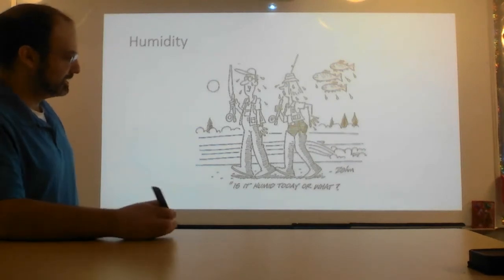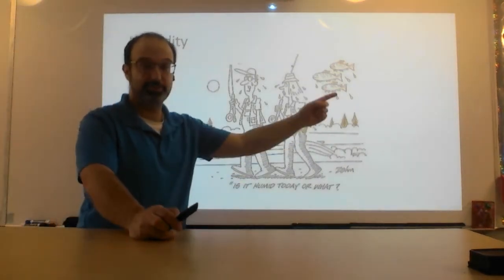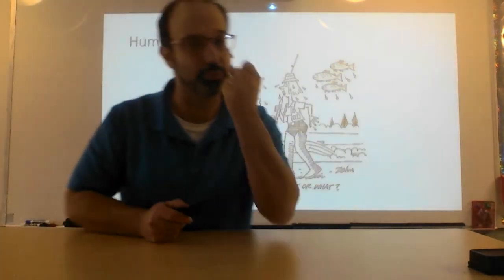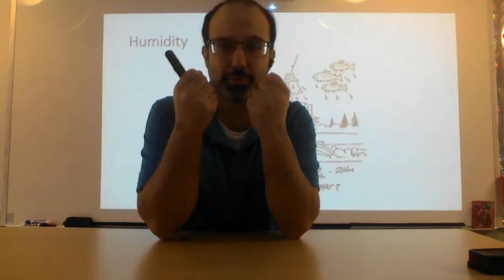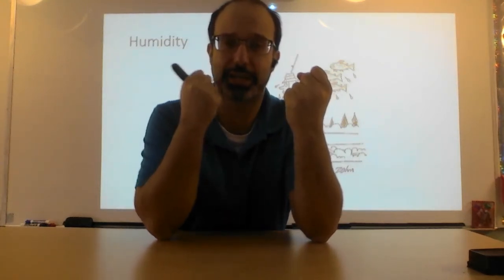Humidity. Is it humid today or what? There are fish floating in the air. Why? Because there's so much water dissolved in the air. So we've got water, a liquid, dissolved in air, a gas. So it is gas solvent, water solute, which is weird.